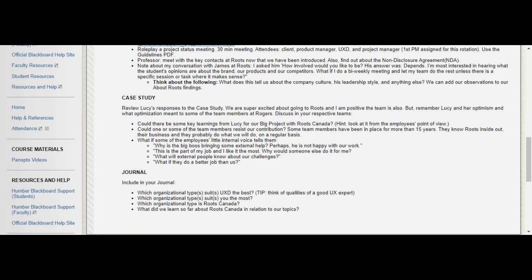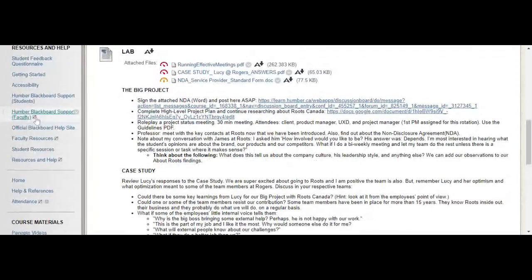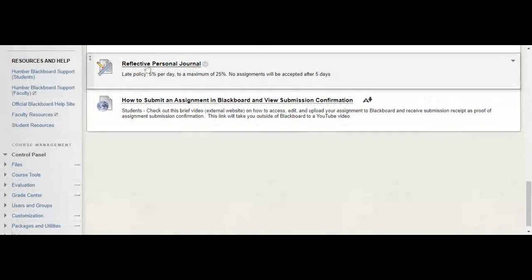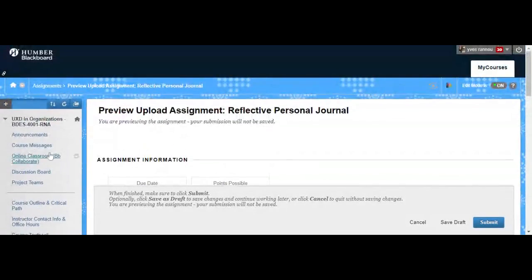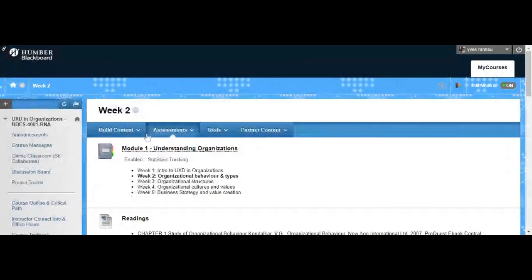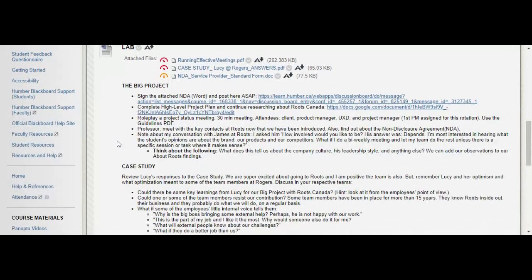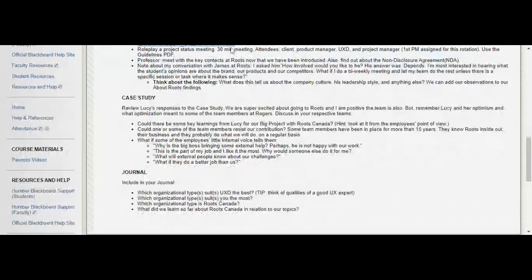Then something else I have done this week for you is the journal. We spoke about the journal. The journal is part of your mark, and I believe it's 20 or 30%. Let me not misinform you. The reflective journal is 20% of your mark. So what I have done in the lab this week is use some main headers: one is the big project, then the case study, and then the journal. I'm helping you and giving you some hints about things that you can start thinking about for your journal.